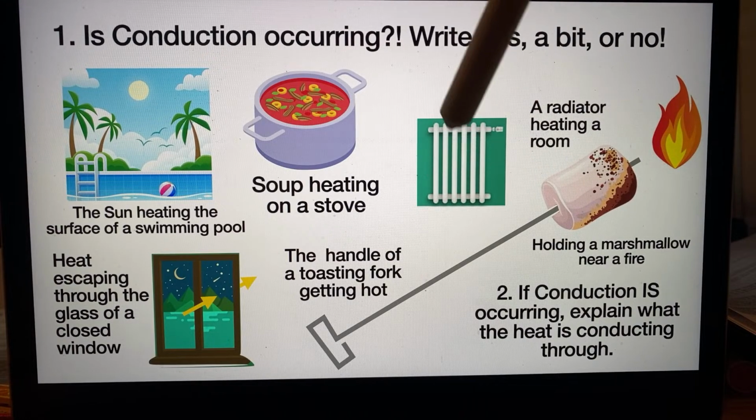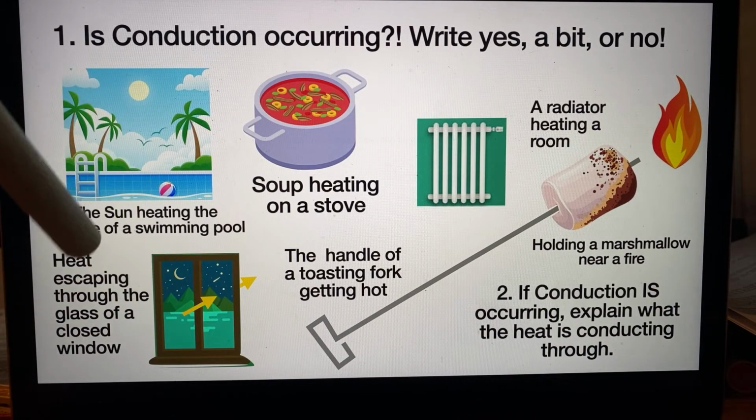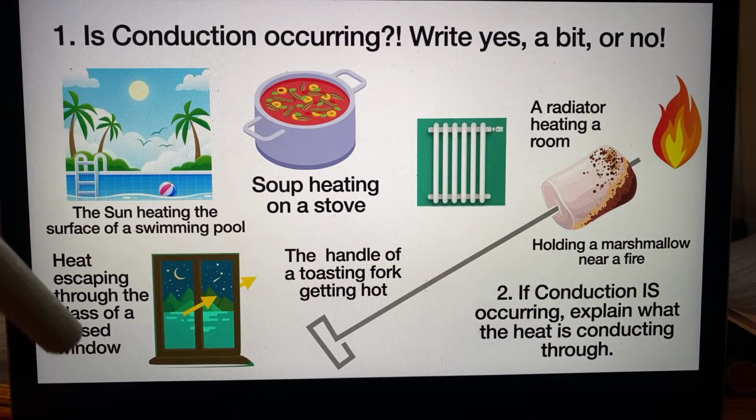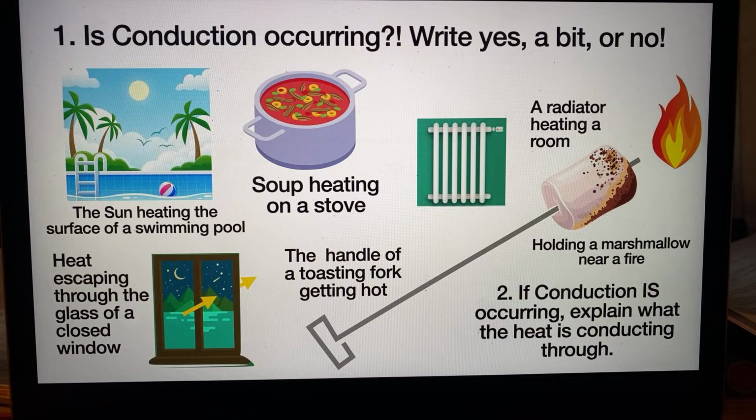So it's metal tubes with hot water in them and then air around them. Heat escaping through the glass of a closed window. So it's nighttime outside, it's cold, it's warm in your house, you've got the windows closed. Heat escaping through the glass of a closed window. Is that conduction or not?